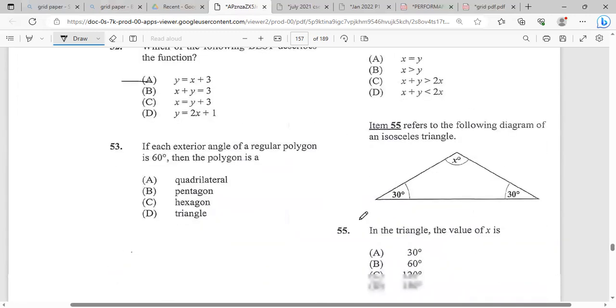The exterior angle of a regular polygon is 60 degrees. So if the interior is 60, that means the exterior is 120, right? And it will be 360 divided by 120, which gives us 3. So that makes it a triangle.